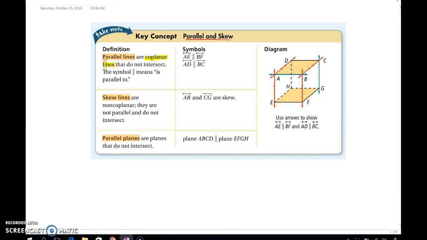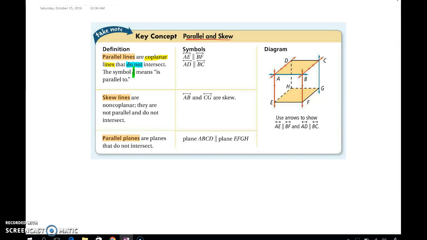So remember, coplanar means that they fall or lie in the same plane. So in order for lines to be parallel, they must be on the same plane. And then the main thing that you need to remember, parallel lines never intersect. They do not intersect. All right, so parallel lines are coplanar lines that do not intersect. And the symbol that we use is this symbol here, which means that in this case, line AE is parallel to line BF.